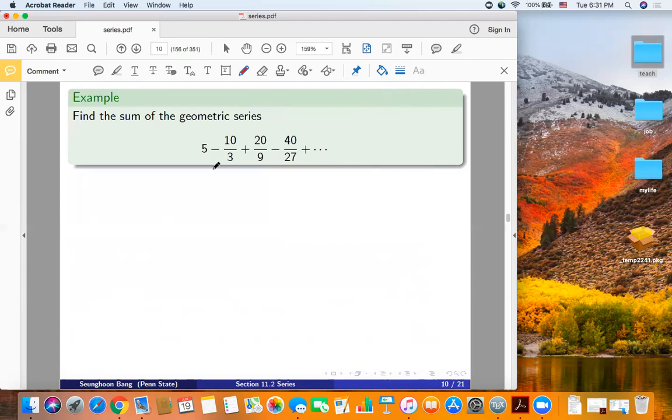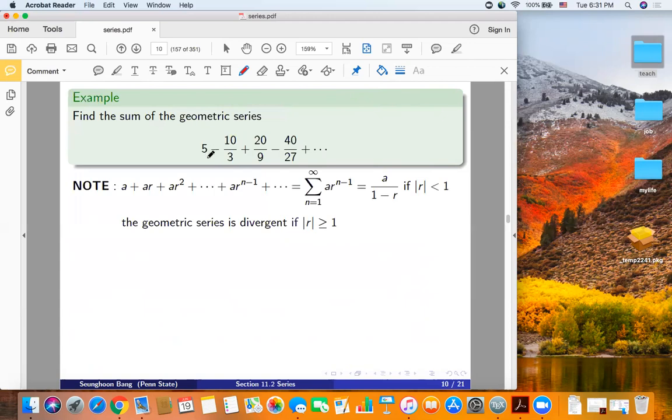Let me see. This is the common ratio, so we can use this idea. The idea is very simple. How can you find negative 10 over 3 from the 5? Just multiply 5 by negative 2/3 to get negative 10/3. Negative 10/3 times negative 2/3 is 20 over 9. The 20 over 9 times negative 2/3 is negative 40 over 27. Yes, this is a geometric series. What's R? R is negative 2/3.